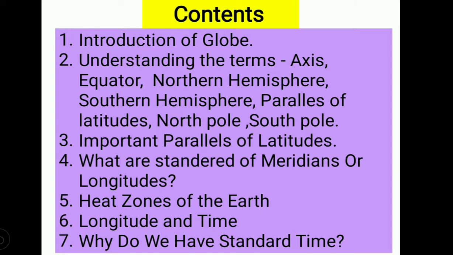Second one, understanding the terms like axis, equator, northern hemisphere, southern hemisphere, parallels of latitudes, north pole, south pole. Third one, important parallels of latitudes. Fourth one, what are standard meridians or longitudes? Fifth one, heat zones of the earth. Sixth one, longitude and time. Seventh one, why do we have standard time?